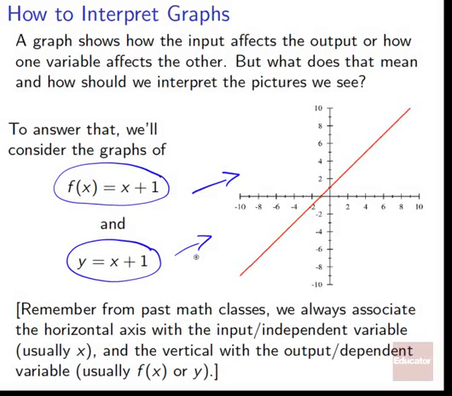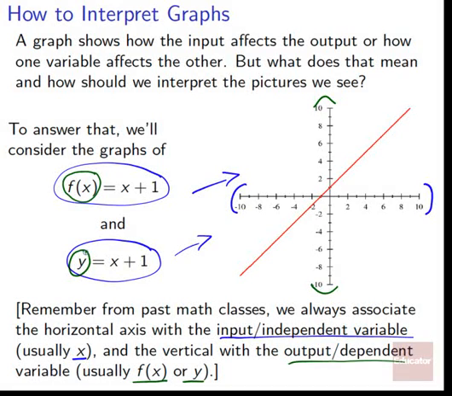Remember, from past math classes, we always associate the horizontal axis with the input, the independent variable. So our x is the input variable, the independent variable, and the vertical axis gets connected to the output, or the dependent variable, which is normally going to be f of x or y. So over here, the vertical part connects to f of x or y, while the independent input part connects to the x for this function and this equation that we're going to be talking about.